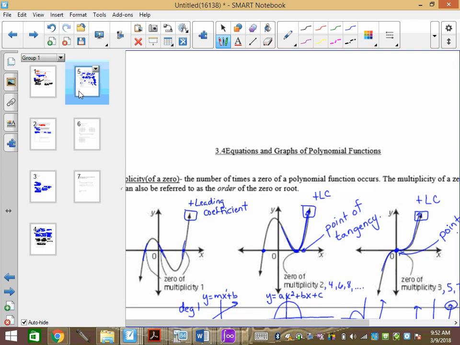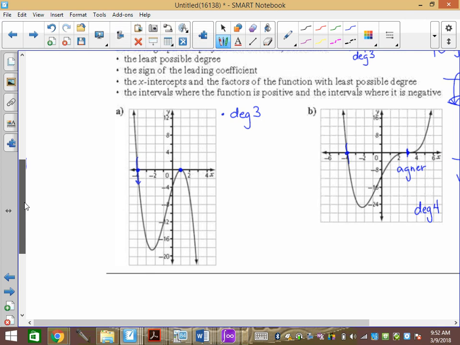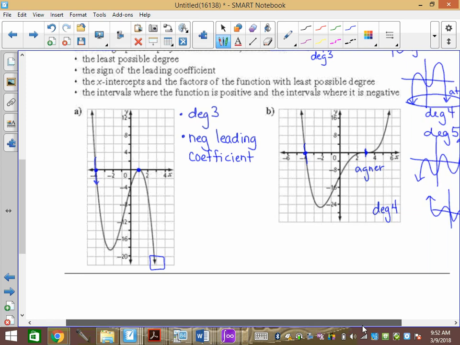Okay. The sign of the leading coefficient. What's the sign of the leading coefficient on A? Negative or positive? Why? So that right arm is down, so it has a negative leading coefficient. The leading coefficient is the number that's in front of the largest exponent. So in front of the x cubed exponent, I have a negative number. That's what that says. What's the leading coefficient on B? So in front of my x to the 4 exponent, I'm going to have a positive.